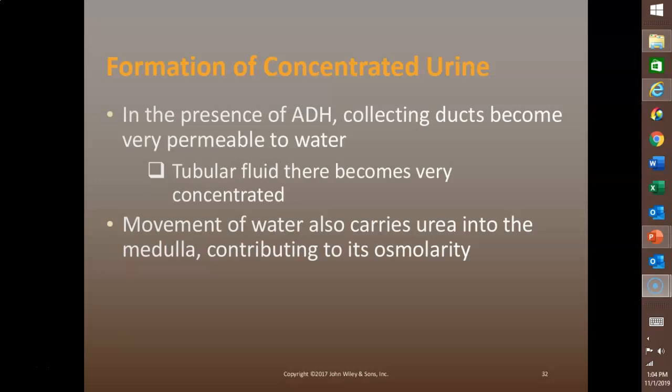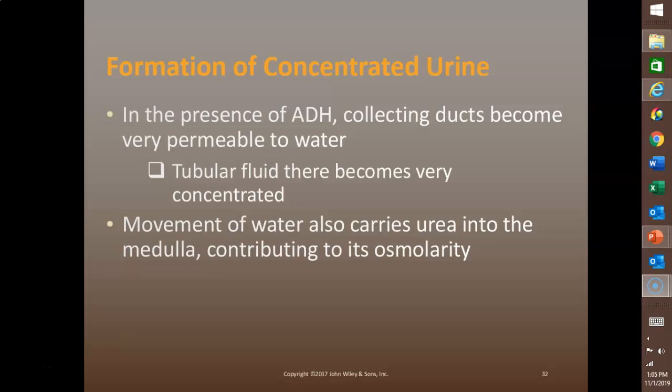Now remember, the ADH, anti-diuretic hormone, causes you to produce less urine. That means that more water has to move out of the tubes and be reabsorbed into the interstitial space and then back into the blood. And the collecting ducts become very permeable to water when ADH is present. So the tubular fluid is losing water back to the spaces so we can keep it in the body, right?